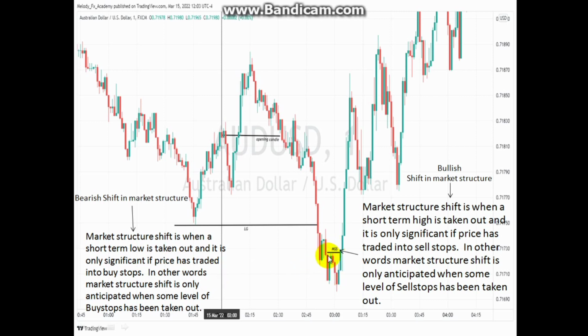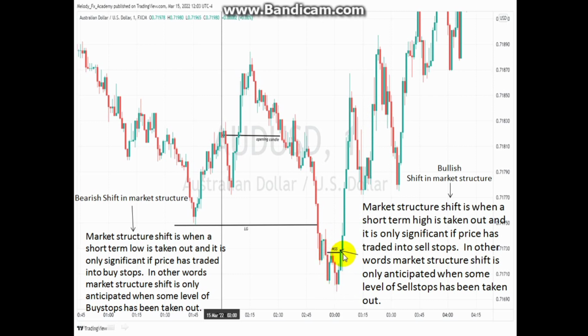Instead of a short-term high being taken out, a short-term low will be taken out after there has been a run on buy side liquidity, which is after an old high has been taken out. That is when we anticipate a market structure shift. That is when a market structure shift is validated.